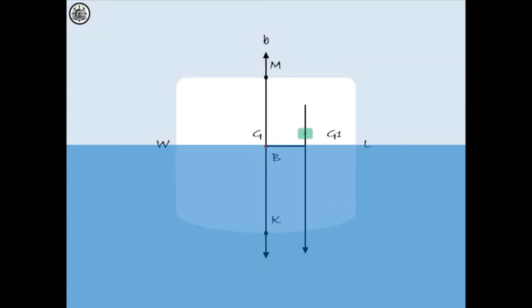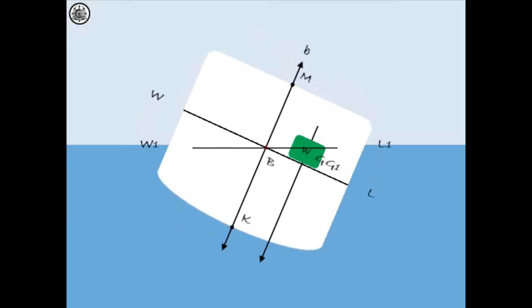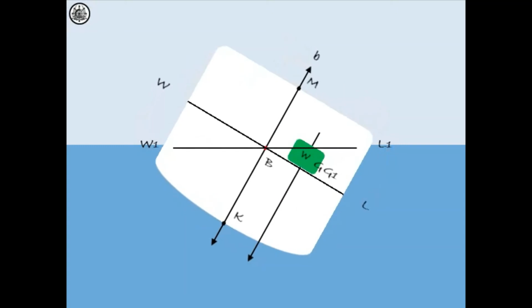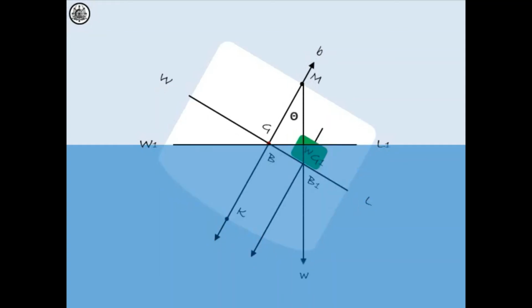A weight already on board is shifted transversely, such that G moves to G1. This will produce a listing moment of W multiplied by GG1, and the ship will list until G1 and the center of buoyancy are in the same vertical line.